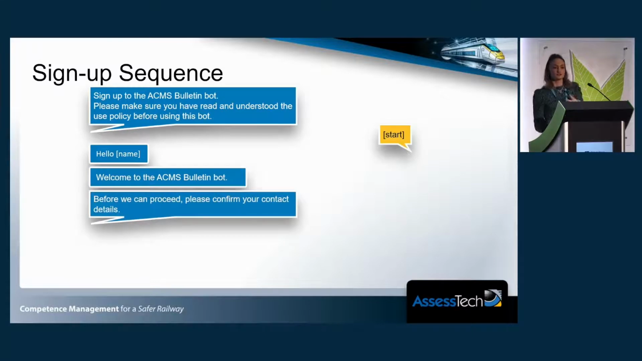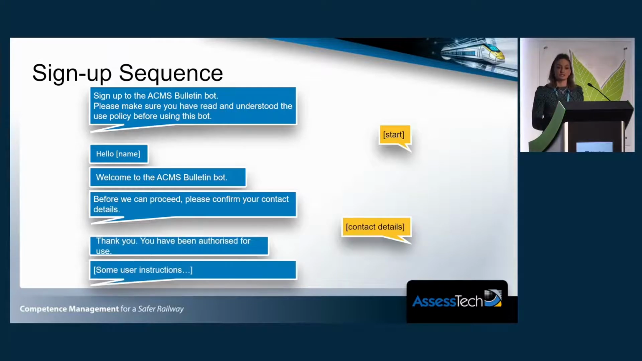and you'll start to message back and forth with the bot. When they first start using the messaging service, they'll be required to confirm their contact details for security reasons, so that we can check that those match the personnel record in ACMS. But there'll be a number of different ways that they can confirm their contact details. And then, you'll just start interacting with the bot.